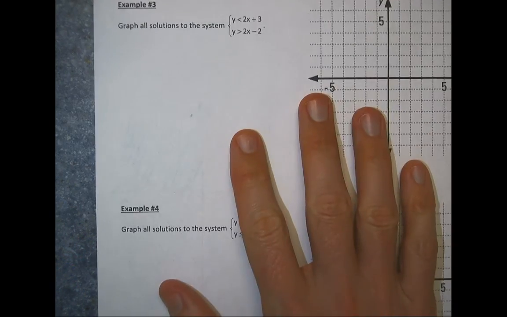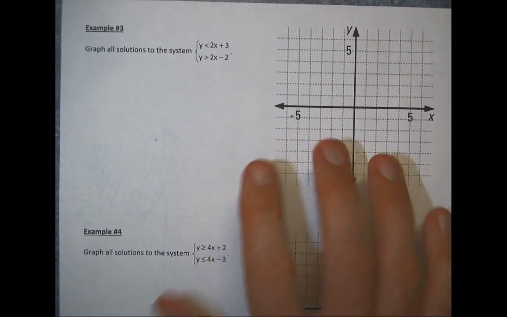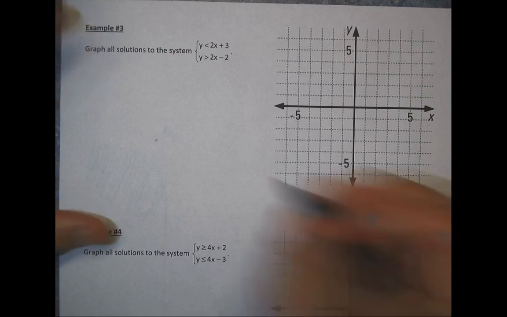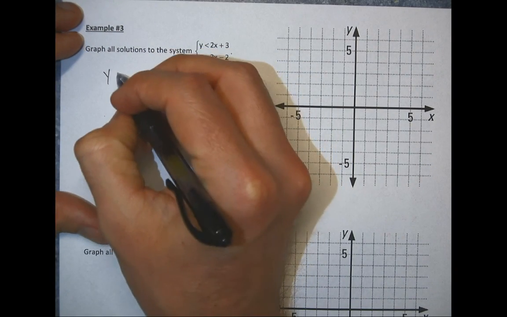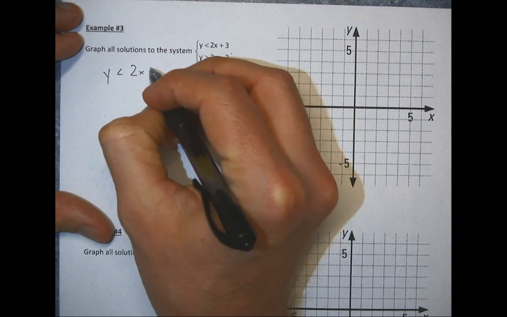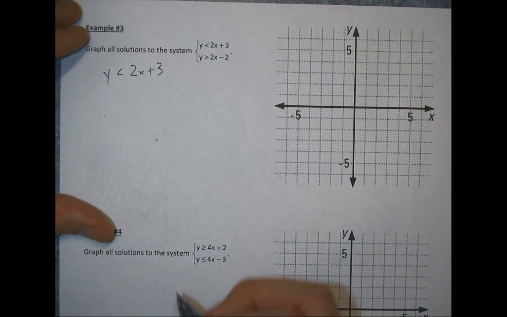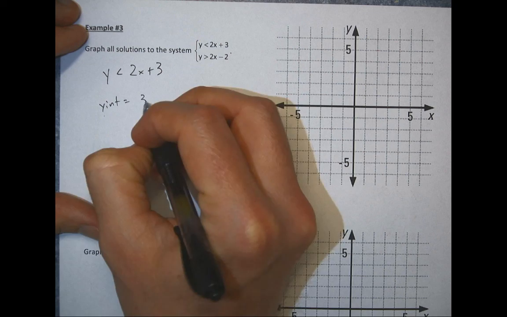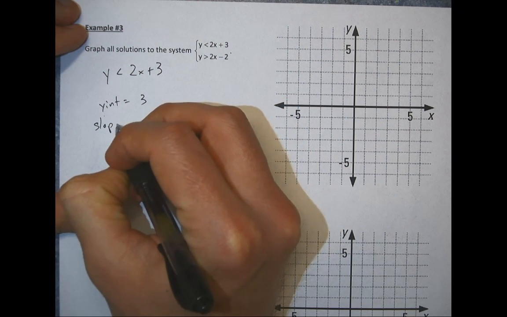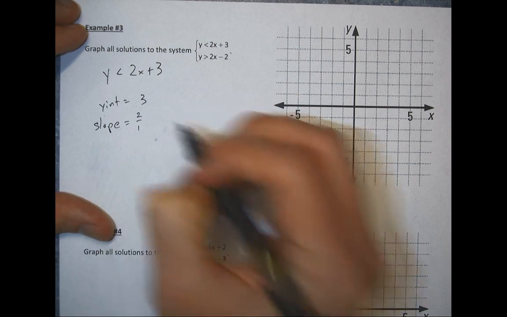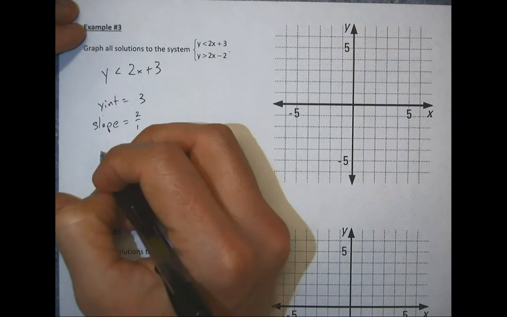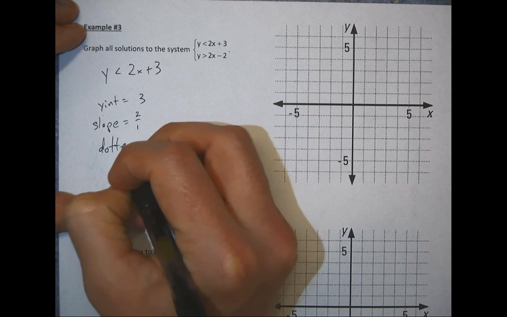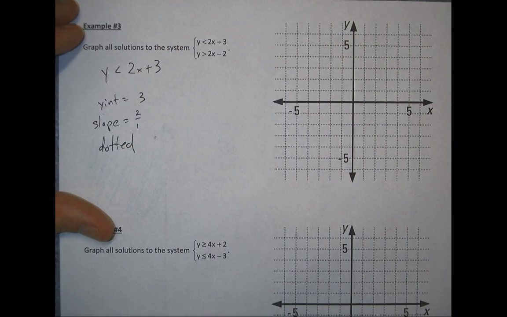All right, let's flip it over and look at the ones on the back. So let's graph all the solutions to this system, starting with y is less than 2x plus 3. Okay, so our y-intercept is 3. Slope is 2 over 1. And looking at the inequality, this is a dotted line. So let's make sure we get all that.